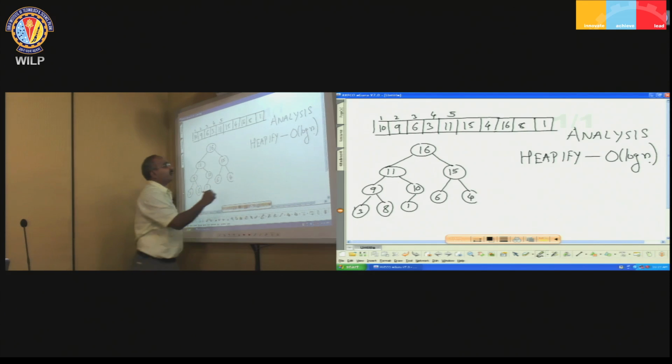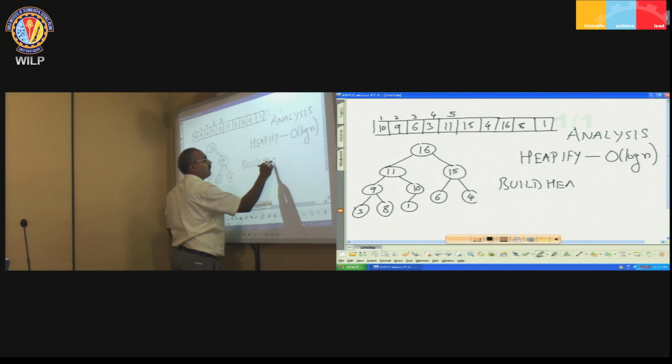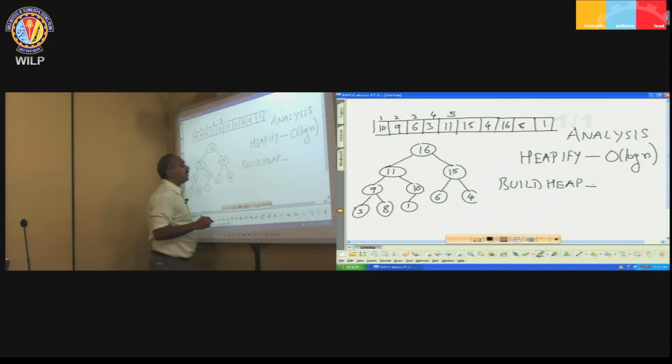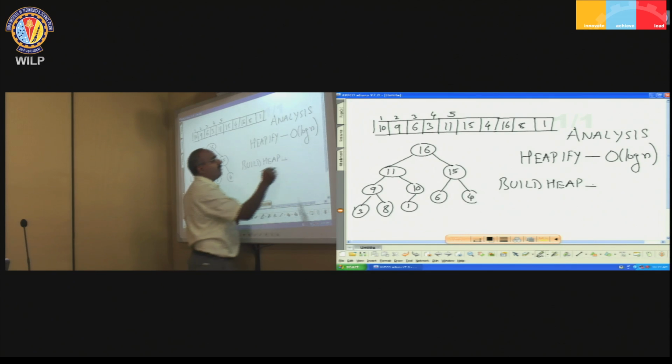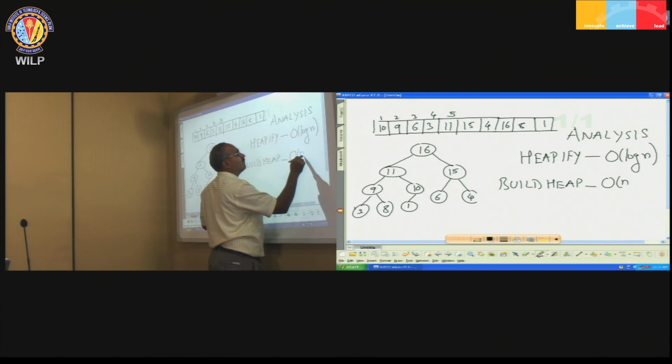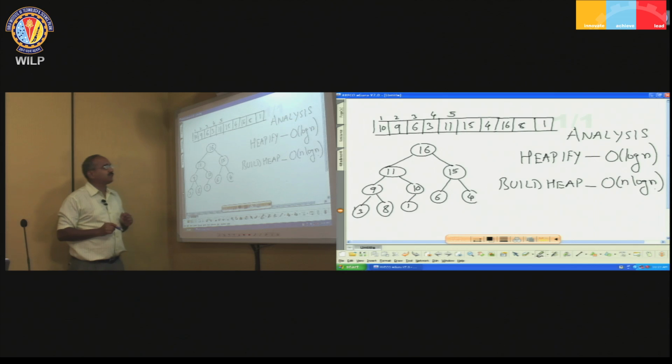Now, if I look at the build-heap procedure, then we are going to call the Heapify procedure n by 2 times. So, this will be of order n log n. That precisely is the worst case analysis for Heapify as well as build-heap.